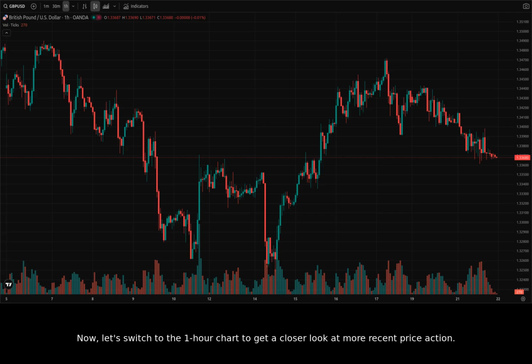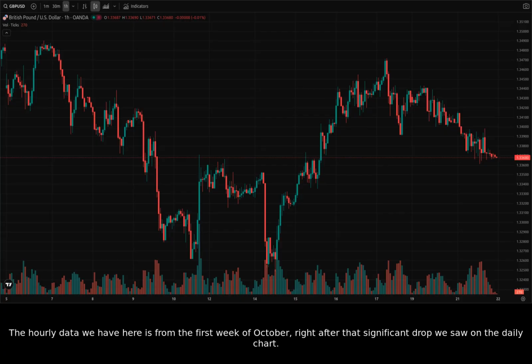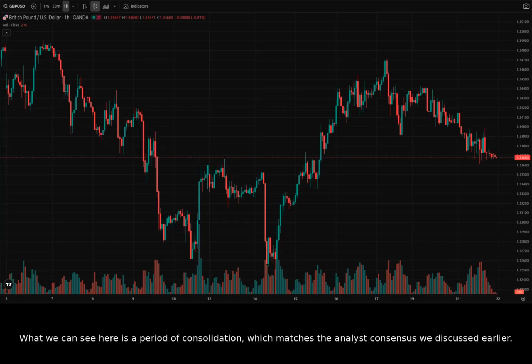Now, let's switch to the 1-hour chart to get a closer look at more recent price action. The hourly data we have here is from the first week of October, right after that significant drop we saw on the daily chart. What we can see here is a period of consolidation, which matches the analyst consensus we discussed earlier. The price action is choppy and sideways, trading within a range between roughly 1.34 and 1.352.